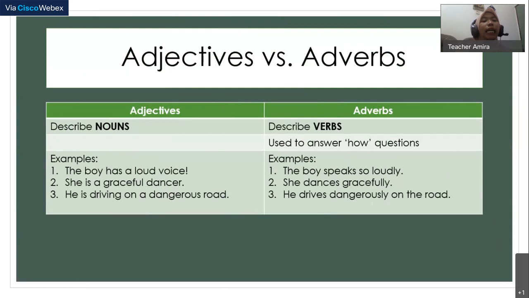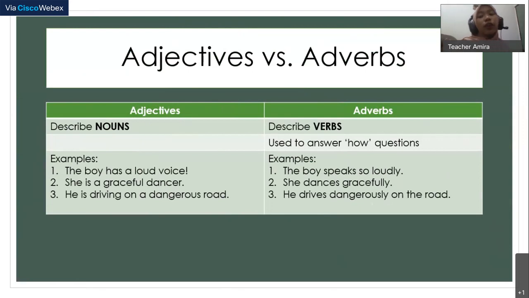Okay, the next one, he is driving on a dangerous road. So we are talking about the road here. So the road is a noun, and the road is very dangerous. So he, the guy, is driving on a dangerous road. We are describing that the road is dangerous. Maybe it is slippery, or maybe it is bumpy, or maybe it just rains, so it's very slippery and something.